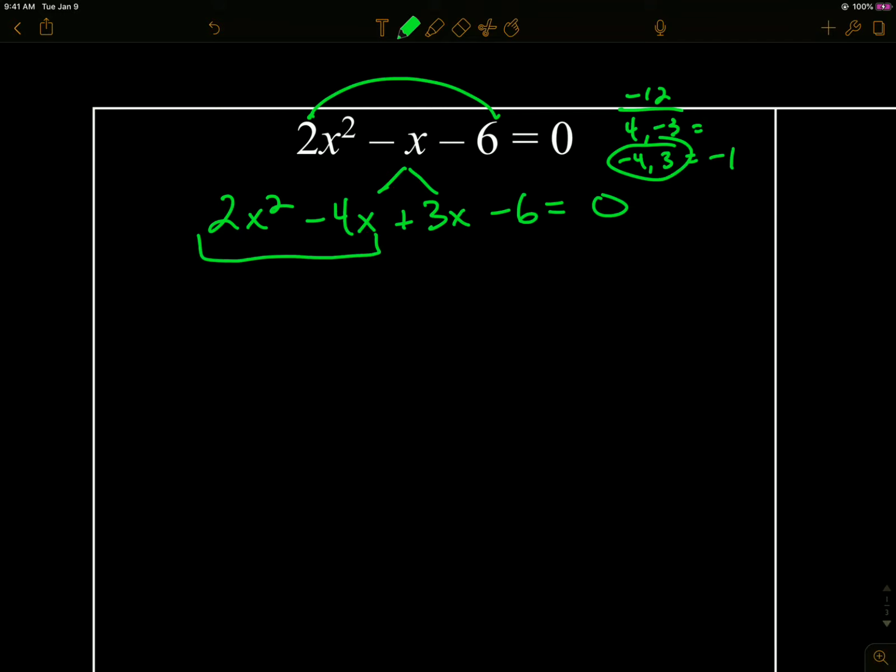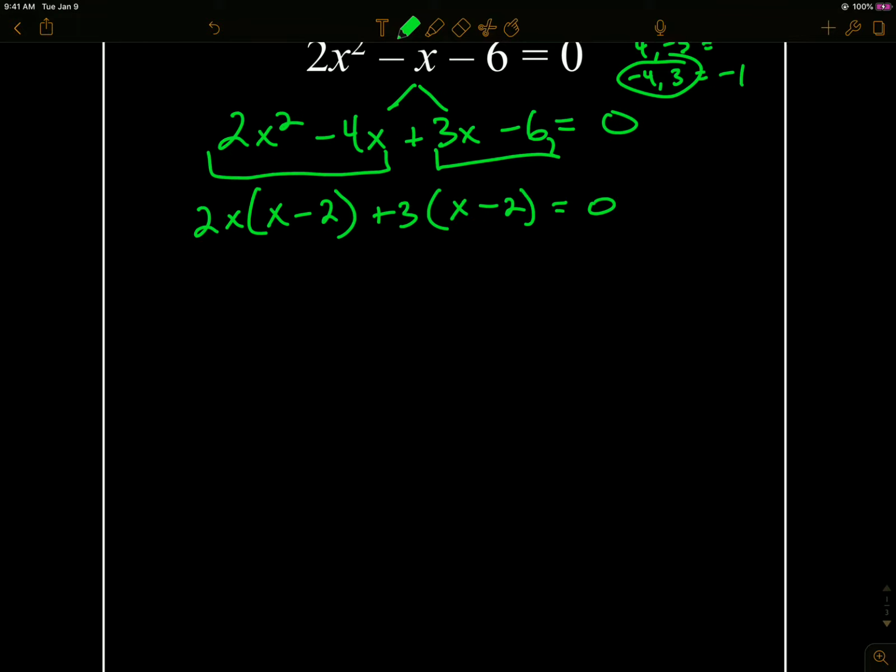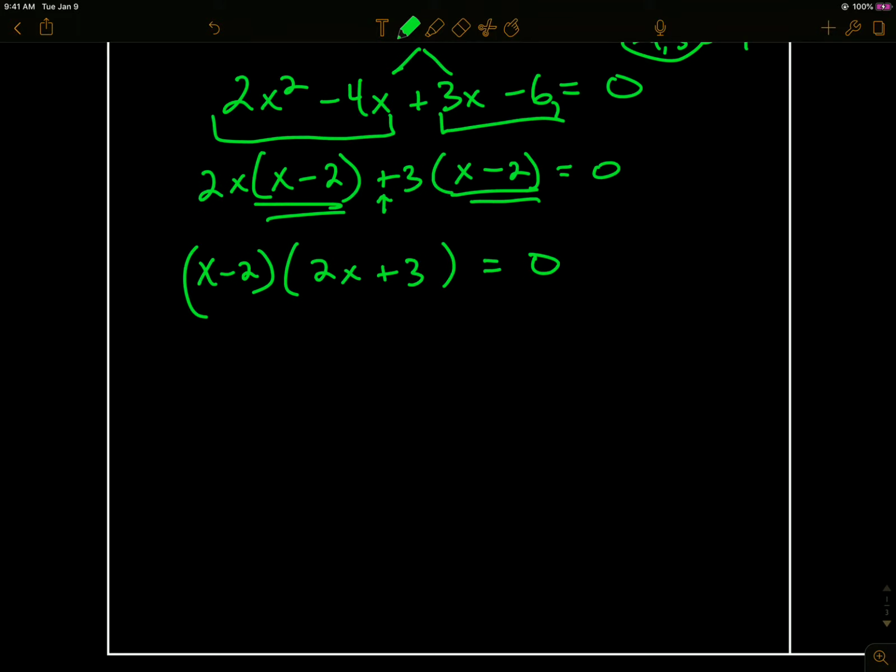I group the first two together and I see a common factor of 2x. So I get x minus 2. Now I group the second two together. I see a common factor of 3. If I divide out the 3, I get x minus 2. Now I factor a common factor again. I've got my two terms here separated by that addition. I notice they have a common factor of x minus 2, so that's what I'm going to divide out. And what do I have left when I divide it out? I have 2x plus 3 times x minus 2 equals 0. So there we go. It's now factored. So step 2 is complete.